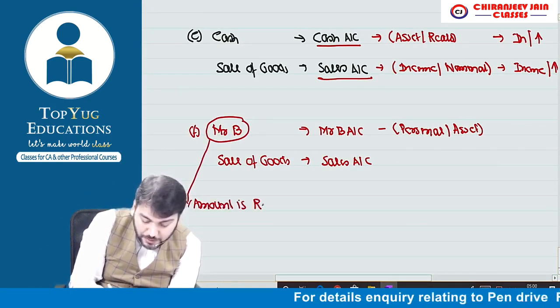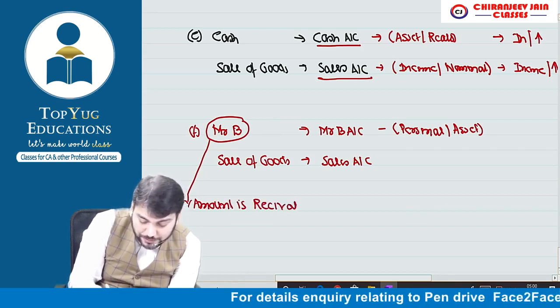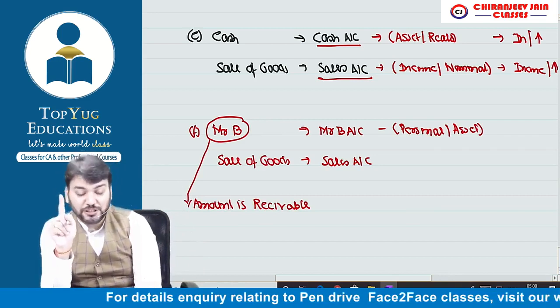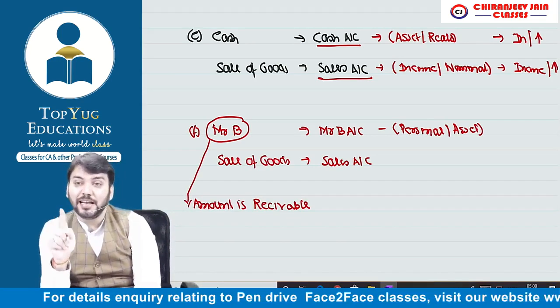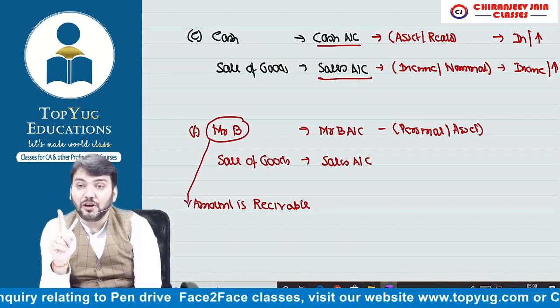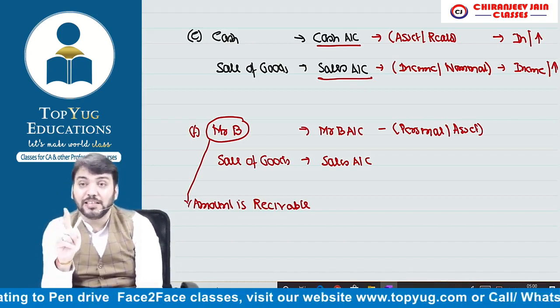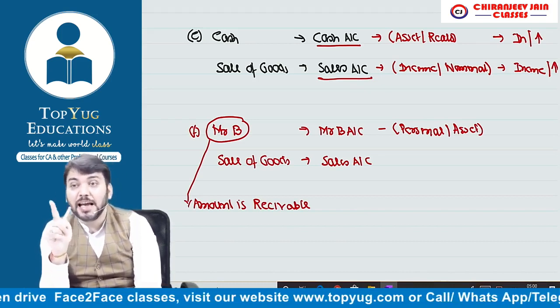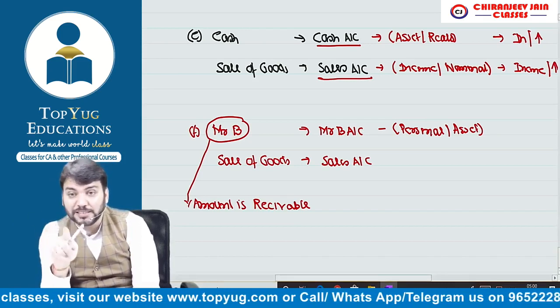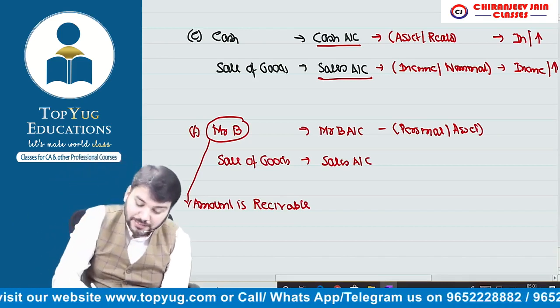Amount is receivable from Mr. B. Correct? But it is not a real account. All assets are not real accounts. So real account means all assets except receivable. Understood what I am saying? Except receivable. Correct?